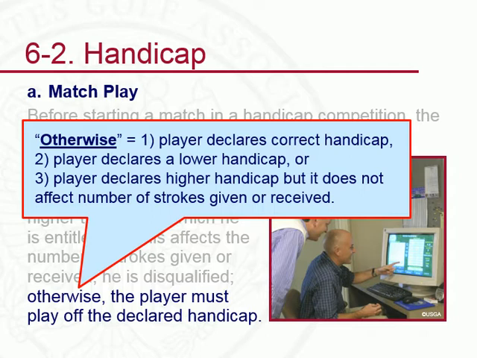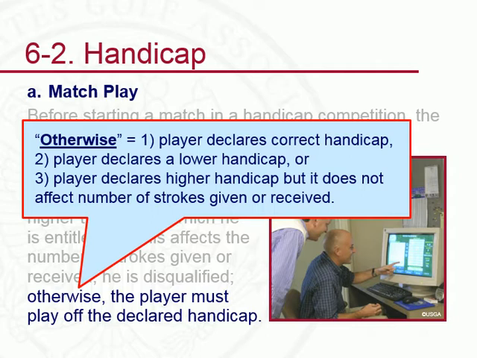Well, otherwise in this case could mean that the player declared the correct handicap, and in that case he would play off of that handicap. Otherwise can also mean that a player declares a lower handicap. So if a player is a 6 handicap but mistakenly says he's a 5, in that case the player would play to a 5.